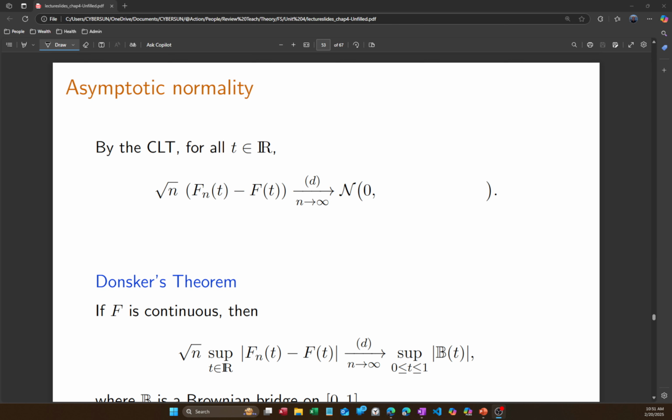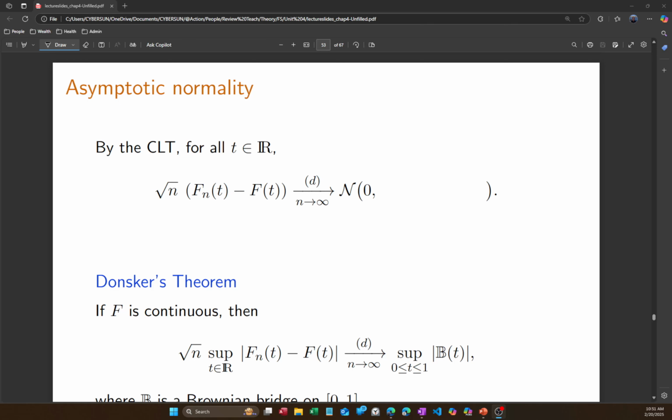Today, in this section, we'll explore the concept of convergence, specifically uniform convergence as described by the Glivenko-Cantelli theorem. We'll then discuss the application of the central limit theorem to establish asymptotic normality. So let's get started.